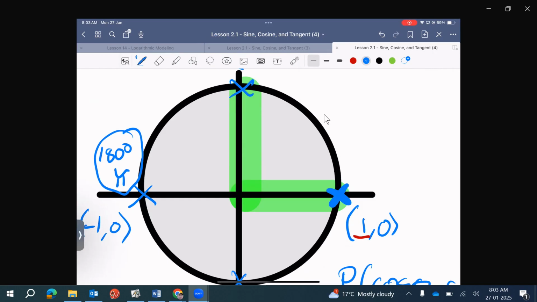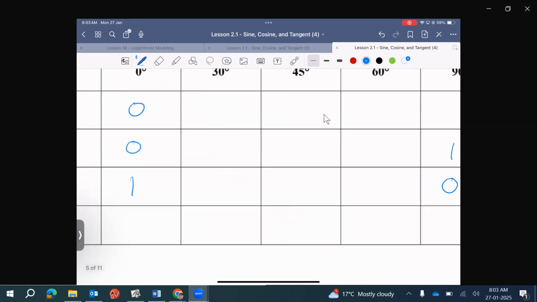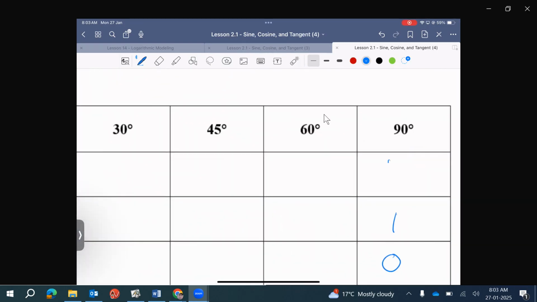So 90 degrees is half of that, isn't it? 90 degrees is half of 180. So what's half of pi? Pi by 2. So we start over here. And we divide 180 twice by 90. How many times can we divide 180 by 60? 3. How many times can we divide 180 by 45? 4. How many times can we divide 180 by 30? No. 6.